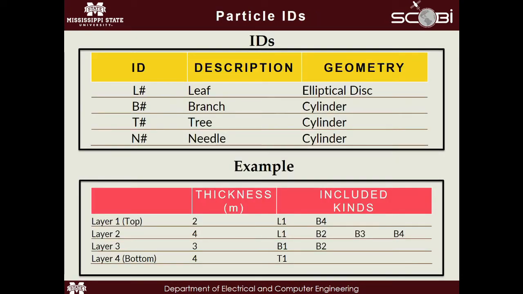So the particle ID, while using SCoBi, we consider 4 different inputs that you can use. They are a leaf input, which assumes a geometry of an elliptical disc, and the last 3 all assume that they're cylinders, and they are branches, trees, and needles. So for example, if you're going to be using a leaf, you're going to identify that as L followed by whatever number, and you can have as many of these different kinds as you want.